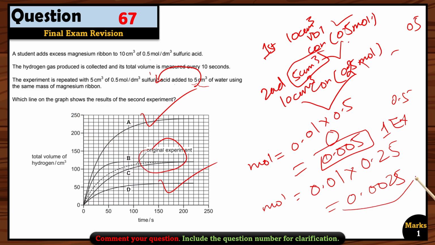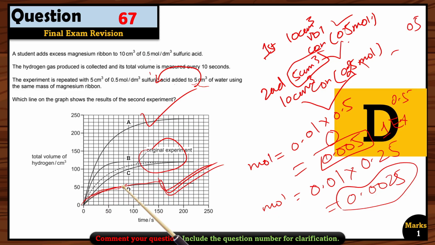The second experiment has a lower number of moles compared to the first experiment, so your product will be less. So option D can only be the right option, because the product size is smaller and the rate of reaction is also less, because the graph is not so steep. So option D is the right option. I hope this point is clear to you. You have to find the number of moles to check which one will produce more product.